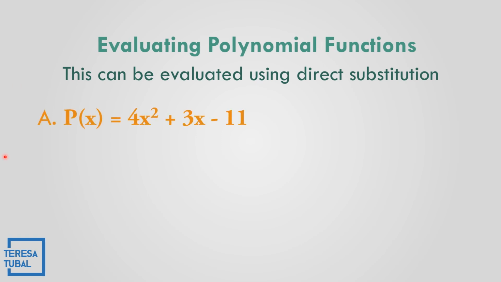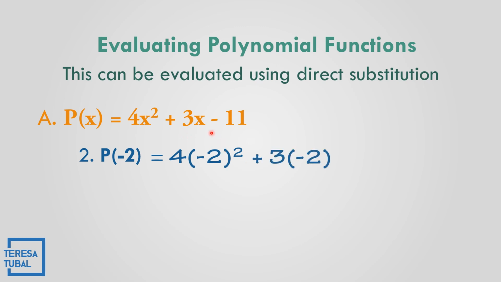How about if we need to identify the p of negative 2? Let us replace x with negative 2 in the given equation. So, that becomes copy 4, replace x by negative 2, and then square. Copy positive 3, replace x by negative 2, and then copy negative 11. Bring down 4. Negative 2 times negative 2, that is positive 4. 3 times negative 2, that is negative 6, minus 11.